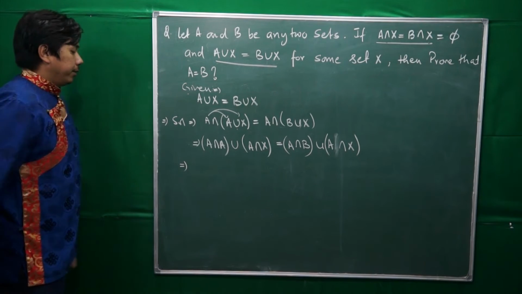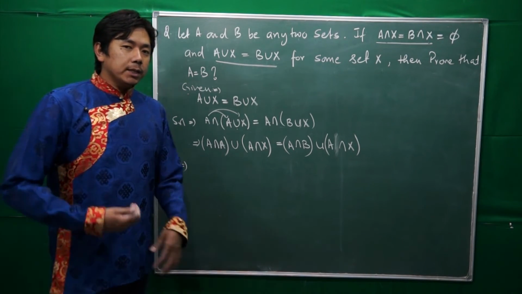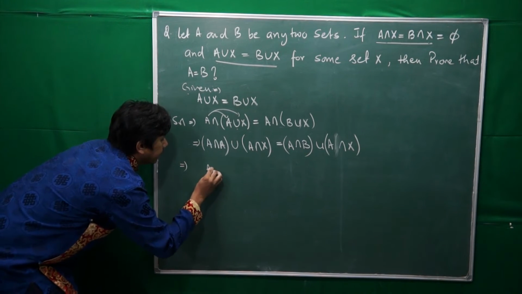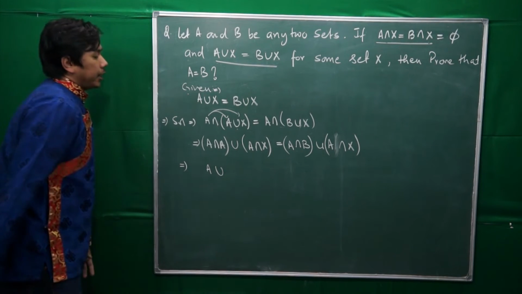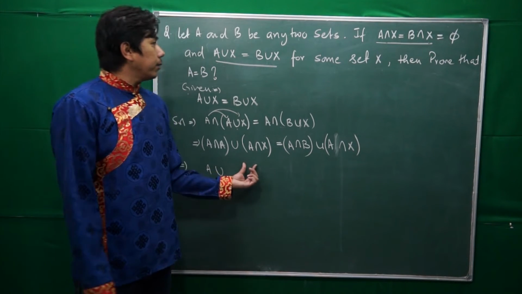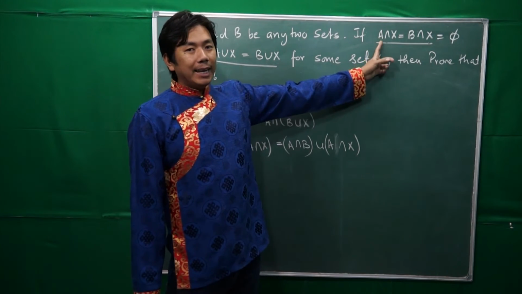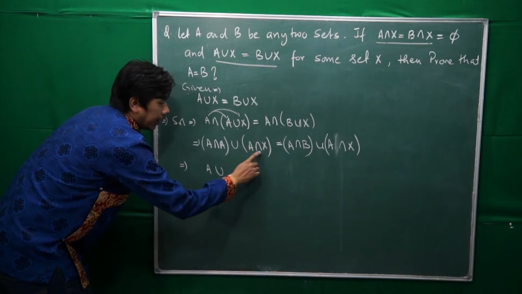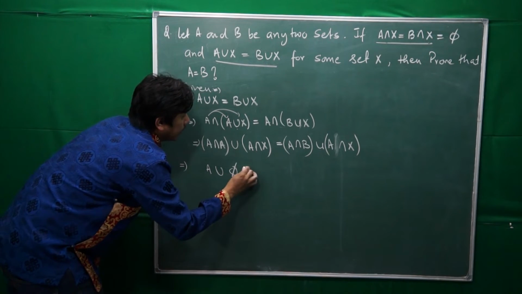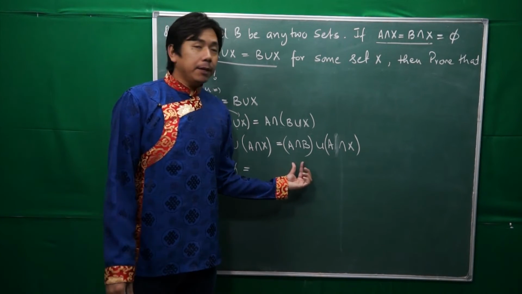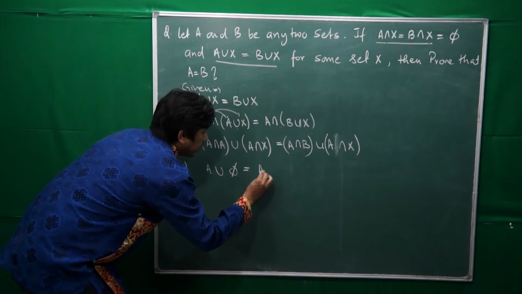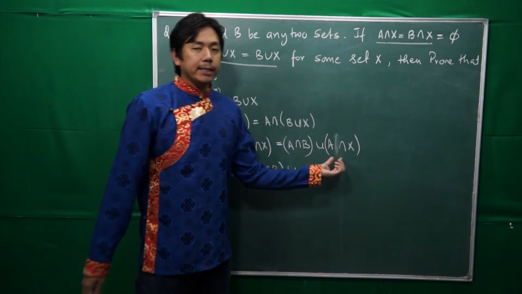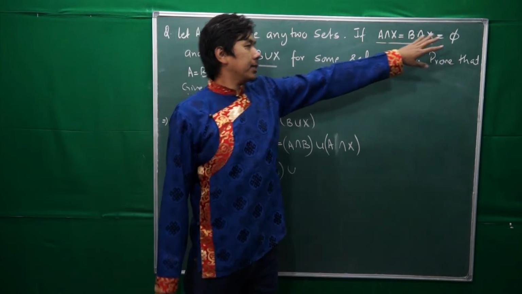So next step, we have A intersection A. What is the value of A intersection A? Idempotent law. A intersection A is A itself. Now union with A intersection X. So from the given values, what is the value of A intersection X? As you can see over here, A intersection X is a null set phi. Simple. So A union A intersection X, being the null set phi, equals A. Similarly, A intersection B, now union with A intersection X. Again, the value of A intersection X is the null set.